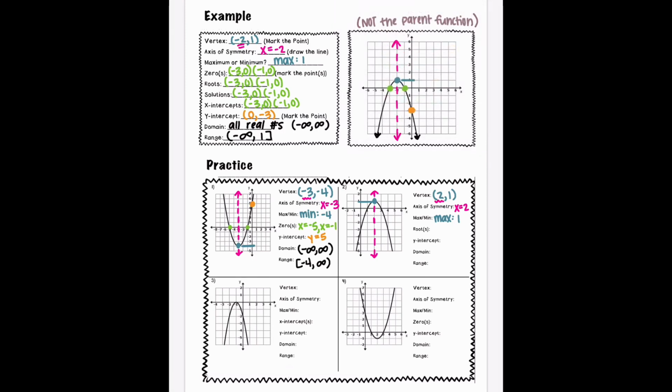The roots, zeros, solutions, x-intercepts, those are all the points where the graph crosses the x-axis. So that's at 1 and 3. The y-intercept, where does our graph cross the y-axis? That's at -3.